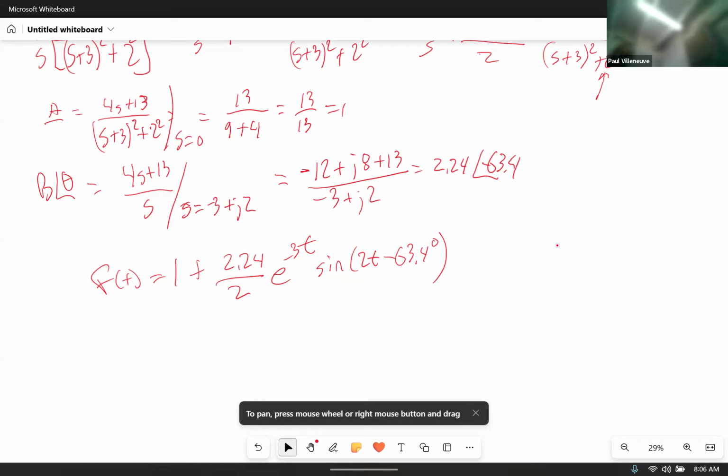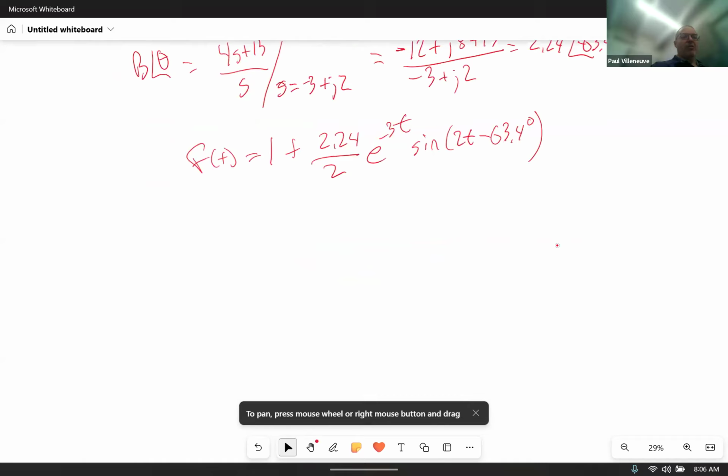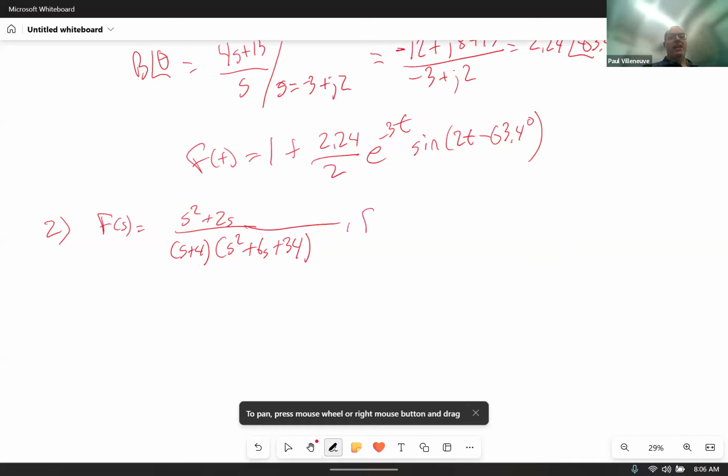All right. Let's go to number 2, pole zero maps. Again, another review term. So we had F of s equal s squared plus 2s all over s plus 4 times s squared plus 6s plus 34. Draw the pole zero map, or find the pole zero map.